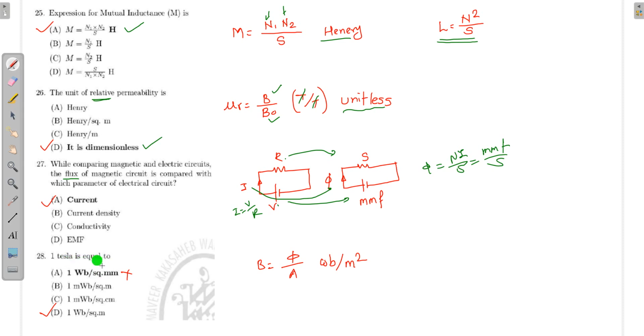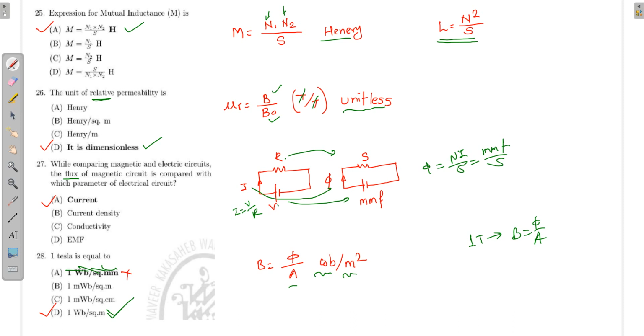Now, how to calculate 1 Tesla? So 1 Tesla is the unit of flux density. The flux density is always given by phi by A. The flux is measured in terms of Weber, and the area is measured in terms of meter square. So its unit is 1 Weber per meter square. By mistake I have bolded this, but this is not the answer. This is the correct option: 1 Weber per square meter.